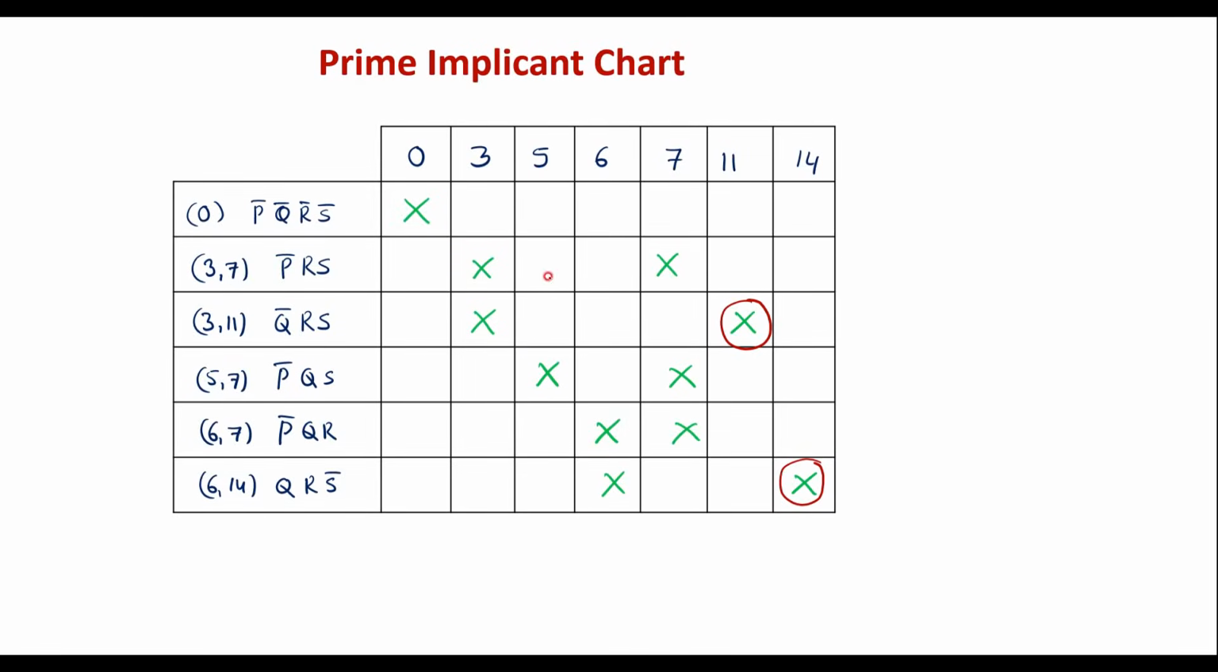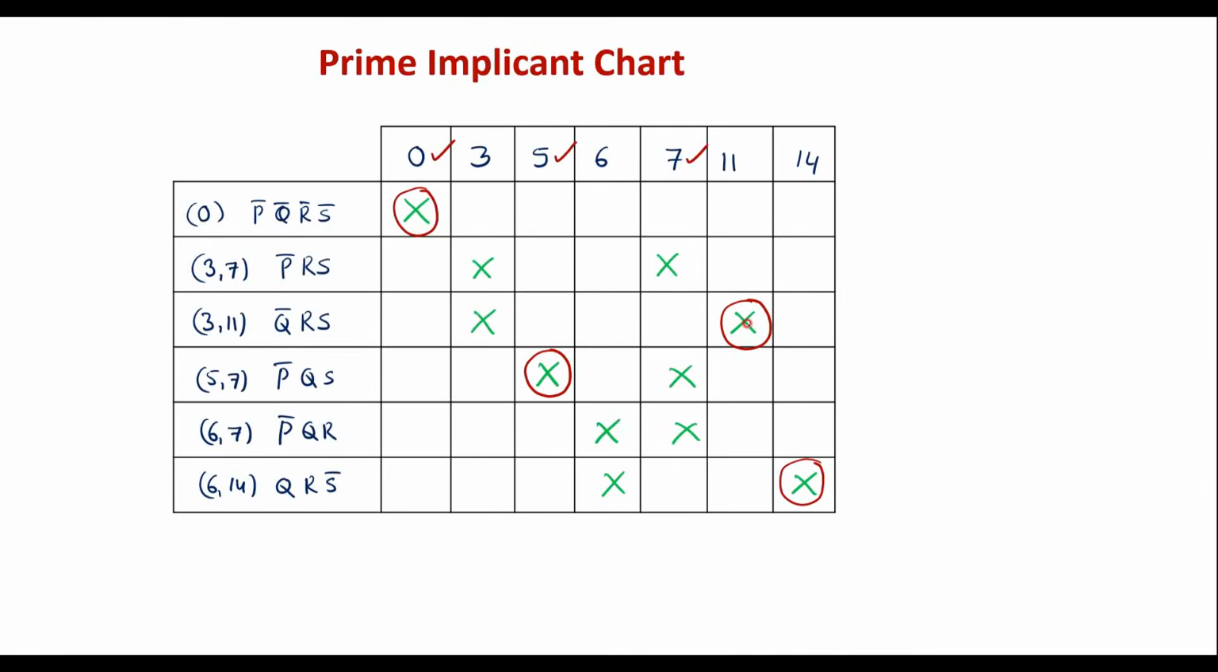And here we have one cross mark, put a circle. And here also one cross mark, put a circle. So these are known as essential prime implicants. The next step is to consider the essential prime implicants. Here it covers minterm 0, put the check mark for 0. Next, consider this essential prime implicant with respect to 5 and 7. So minterm 5 is covered, 7 is covered.